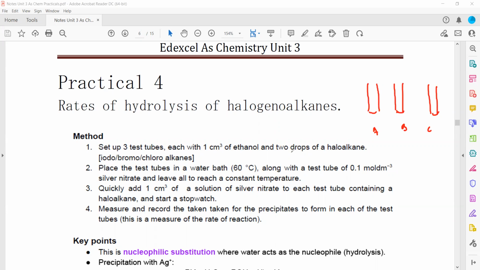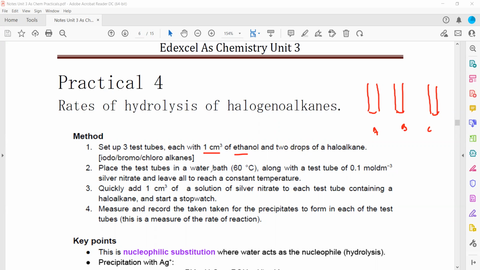In each test tube we take 1 cm³ of ethanol, because halogenoalkanes are not water soluble, so that's why we are using alcohol as a solvent. So we use 1 cm³ of ethanol and we add 2 drops of halogenoalkane, like iodoalkane, bromoalkane and chloroalkane.